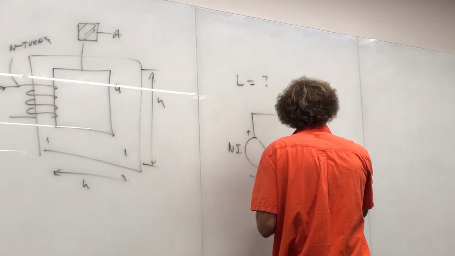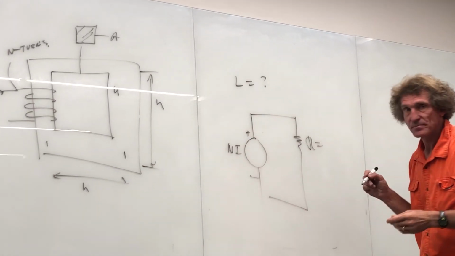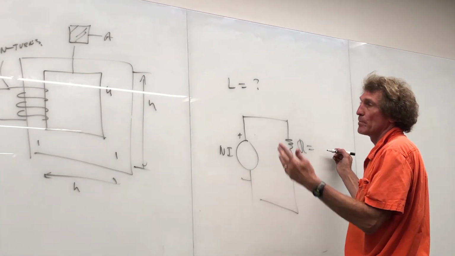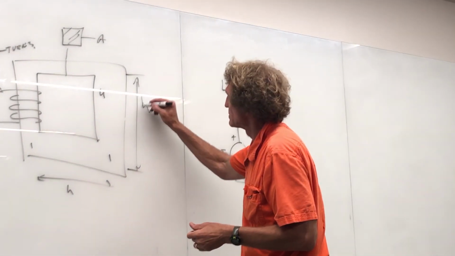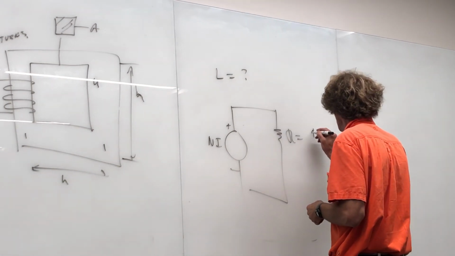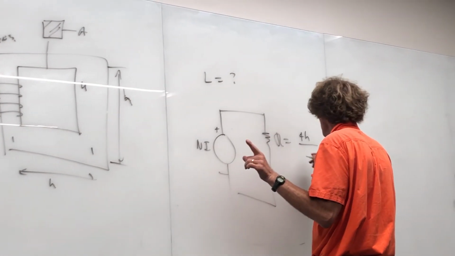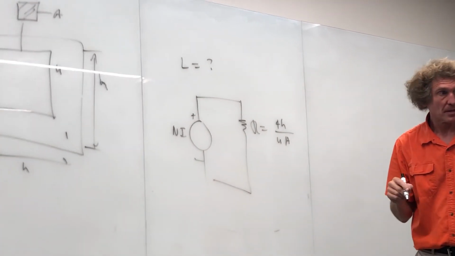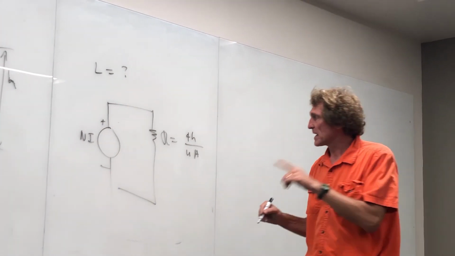So what is reluctance equal to? Do you remember we just did this? It's proportional to the length, and what would L be? 4H, right? Divided by mu, divided by the cross-sectional area A, correct?